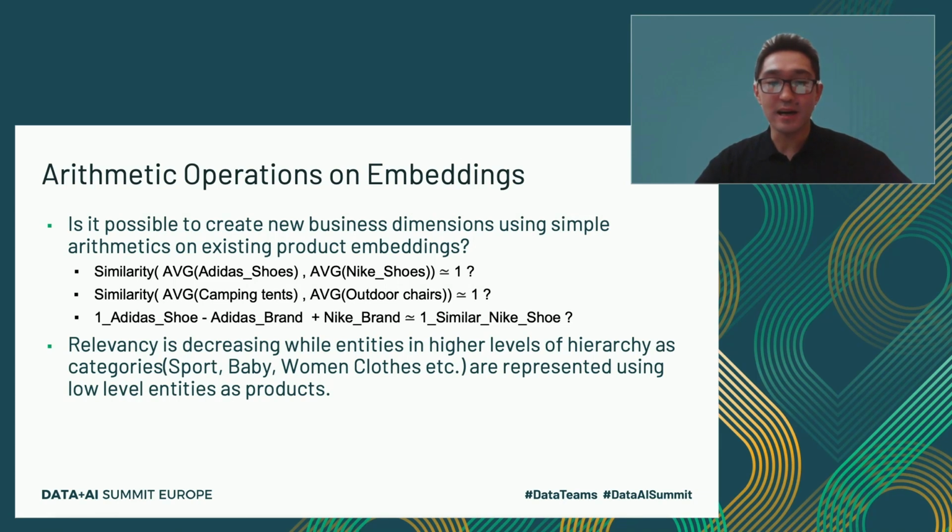You can apply arithmetic operations on embeddings. For instance, Adidas and Nike brands can be an average of the product embeddings. Obtained brand embeddings might be used to calculate brand similarities. A few examples of arithmetic operations are given on the slide, but you should remember that accuracy decreases when the categories are represented by the embeddings of low-level entities as product embeddings.